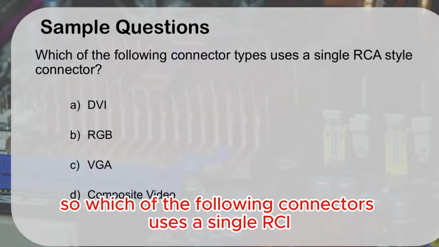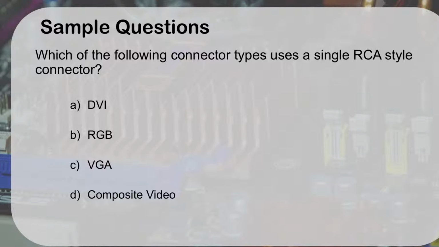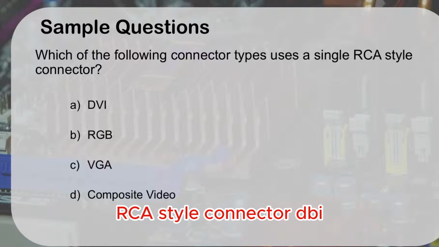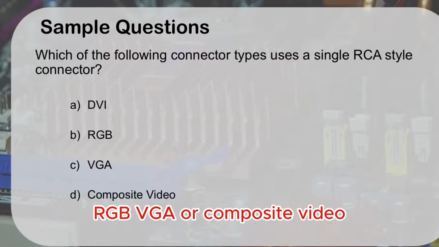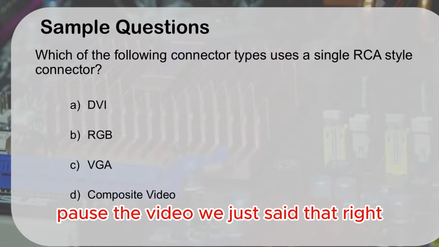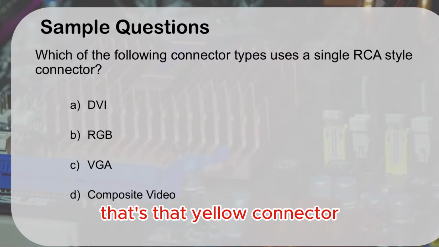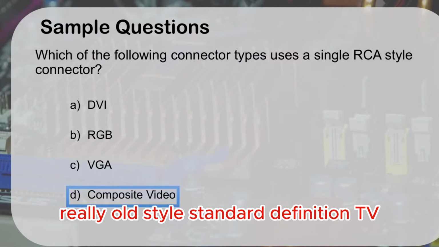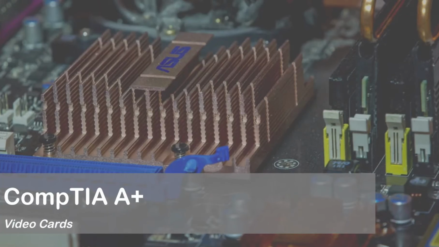So, which of the following connectors uses a single RCA style connector? DVI, RGB, VGA, or composite video? Composite video, we just said that, right? That's that yellow connector, really old style, standard definition TV. Very difficult.